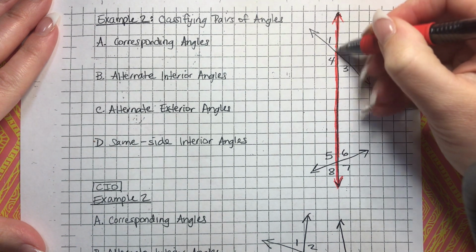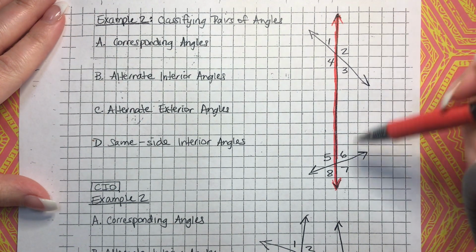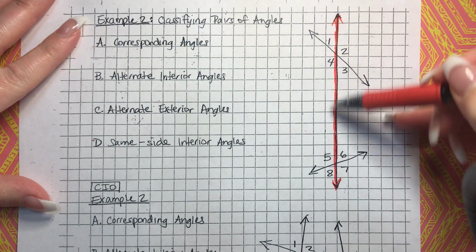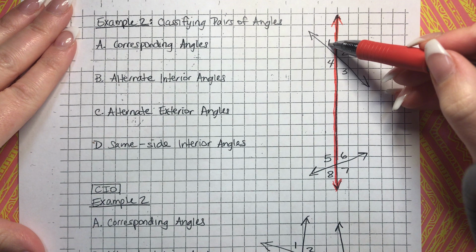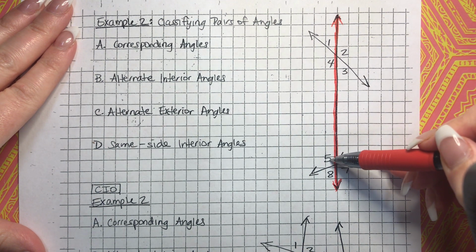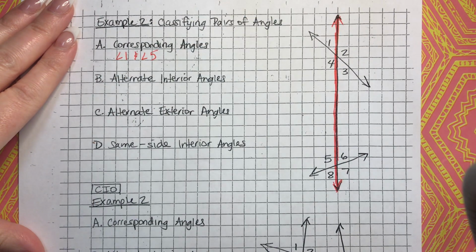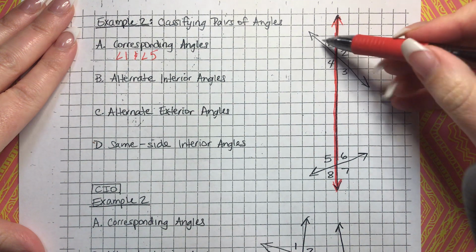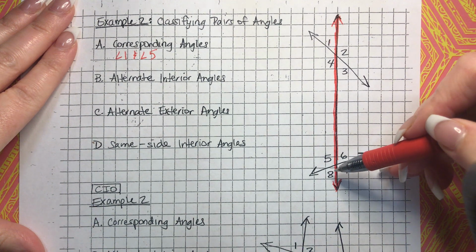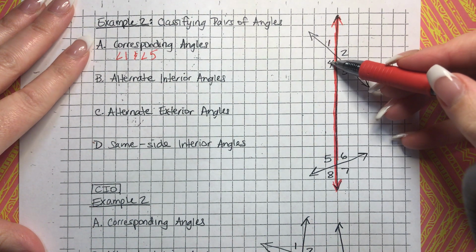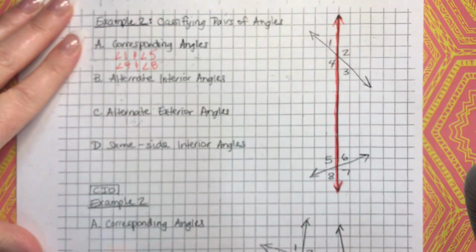Okay, so the first one says corresponding angles. So remember, corresponding angles are on the same side of the transversal. So on the left side we have 1, 4, 5, 8, and they're on the same side of the line. So for this line, the top would be angle 1, and for this line, the top would be 5. So angle 1 and angle 5 are corresponding angles. Also, if I look at the bottom on this left side, the bottom of this line would be 4, and the bottom of this line would be 8. So those are corresponding angles as well, 4 and angle 8.